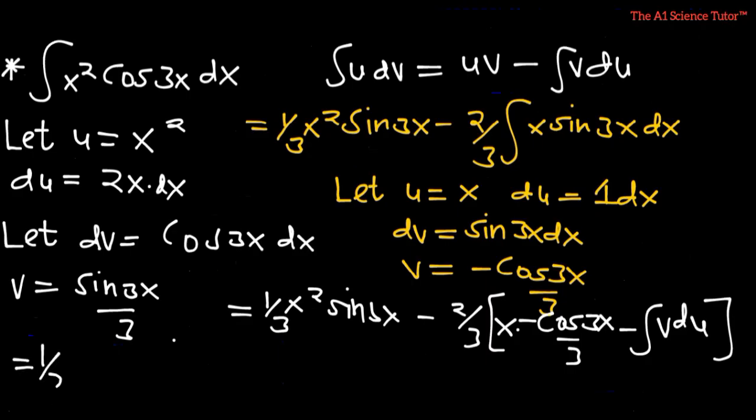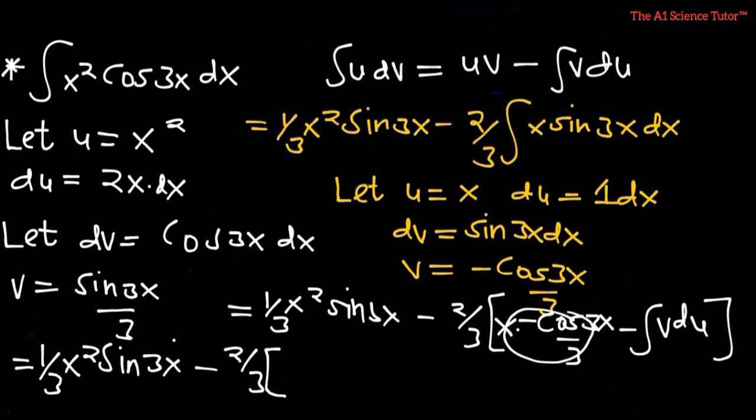So we have 1 over 3 x squared sine 3x. And this is going to be minus 2 over 3. So we have x multiplied by negative cos 3x over 3. So that is going to be negative x cos 3x over 3.